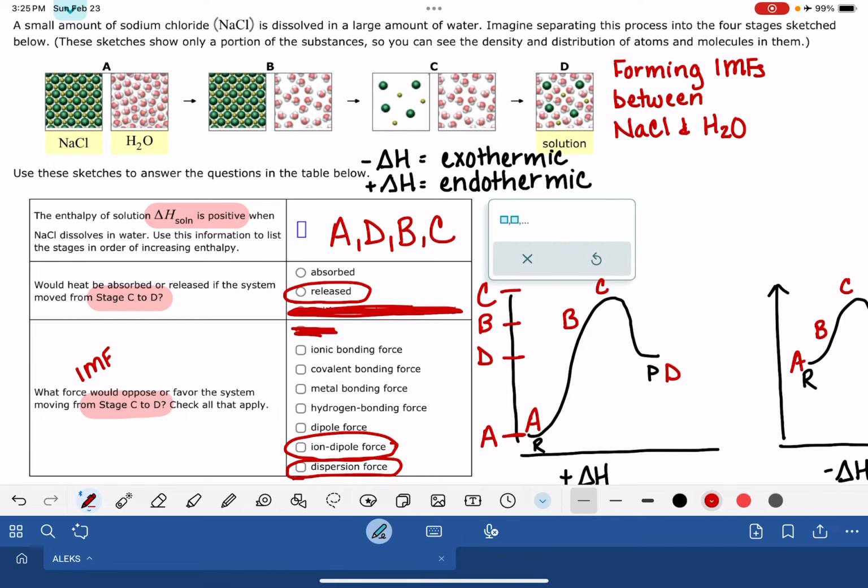force. It would probably be helpful to go back and do a review of IMFs. I'm not going to go through all of them in this video because it would make the video take way too long, but this would be a really helpful thing to review to answer this question.